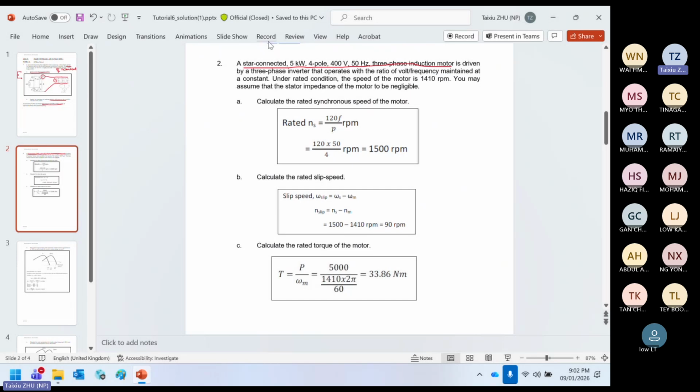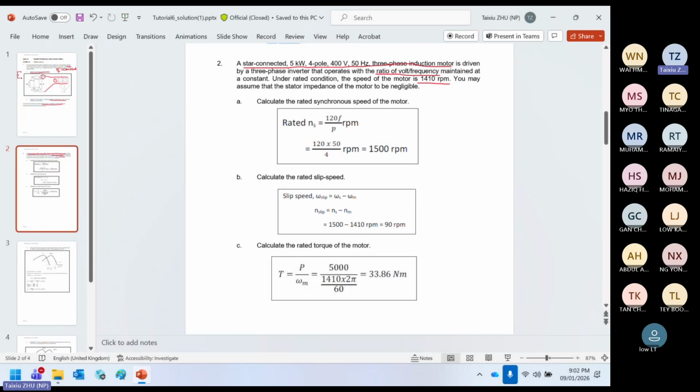It's driven by a 3-phase inverter that operates with a constant ratio of V over F. This is the key. Under rated condition, meaning the applied voltage is 400 volts, the motor output is 5 kilowatts, and the frequency is 50 hertz. Then the speed of the motor is 1,410 RPM, revolutions per minute.